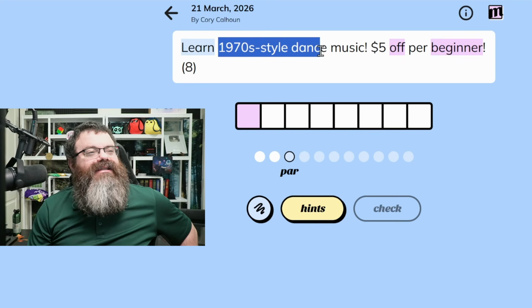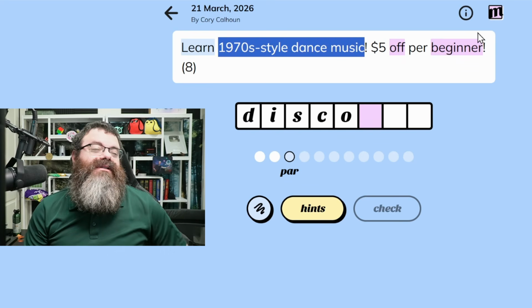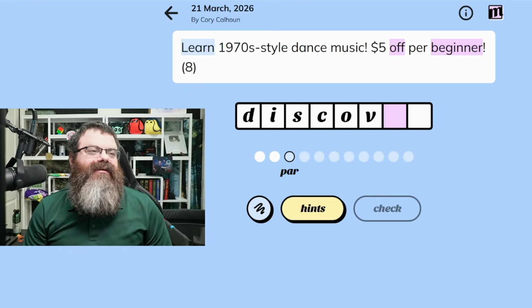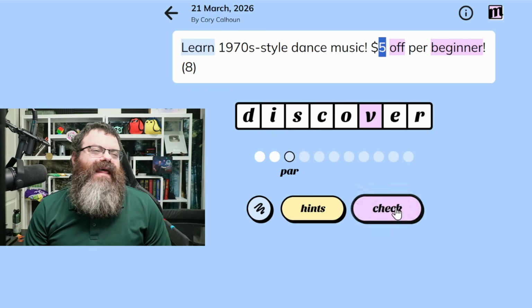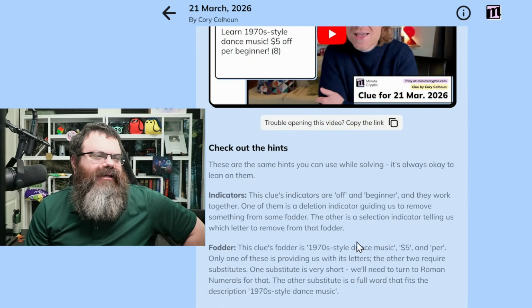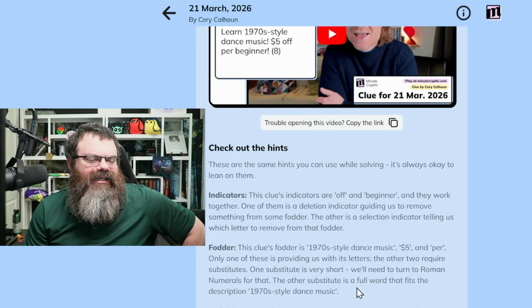So 1970s style dance music is probably replaced with disco, right? So it's discover. This is the V for discover, probably. Disco, we have VER. I don't know why it's discover. I'm going to read the other hint. The clue's fodder is 1970s style dance music, $5 and per. Only one of these is providing us with its letters. The other two require substitutes. One substitute is very short. We'll need to turn to Roman numerals for that. The other substitute is a full word that fits the description 1970s.